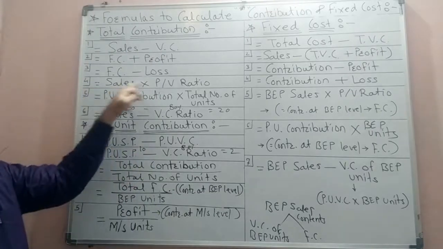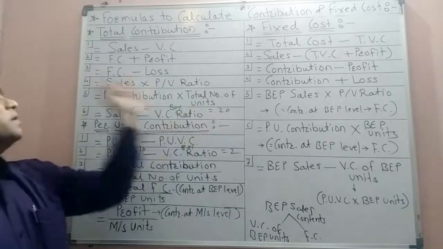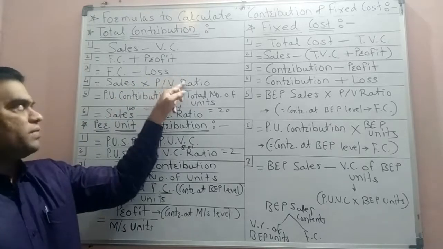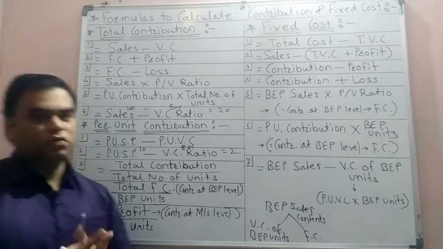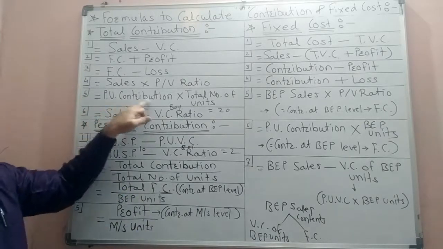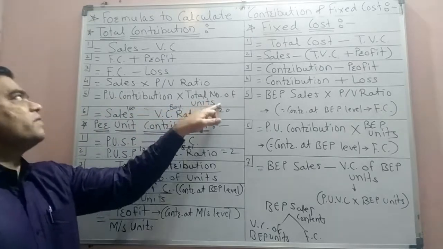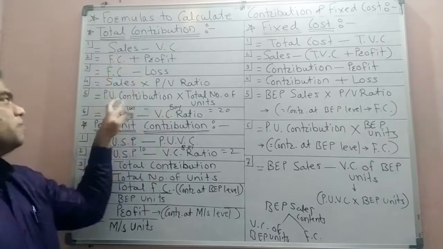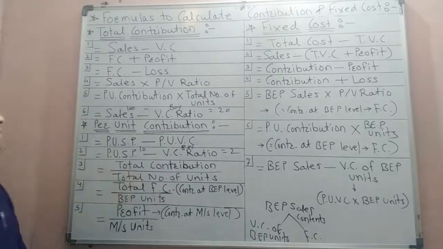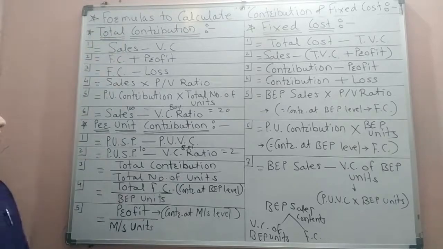Next, sales into PV ratio. PV ratio means contribution to sales ratio. That's why if we multiply sales by the contribution to sales ratio or PV ratio, then we get the amount of total contribution. Next, if we know the per unit contribution and we multiply per unit contribution by the total number of units, then we will get the amount of total contribution. Per unit contribution into total units is equal to total contribution. Next and last, the sixth formula to calculate total contribution.